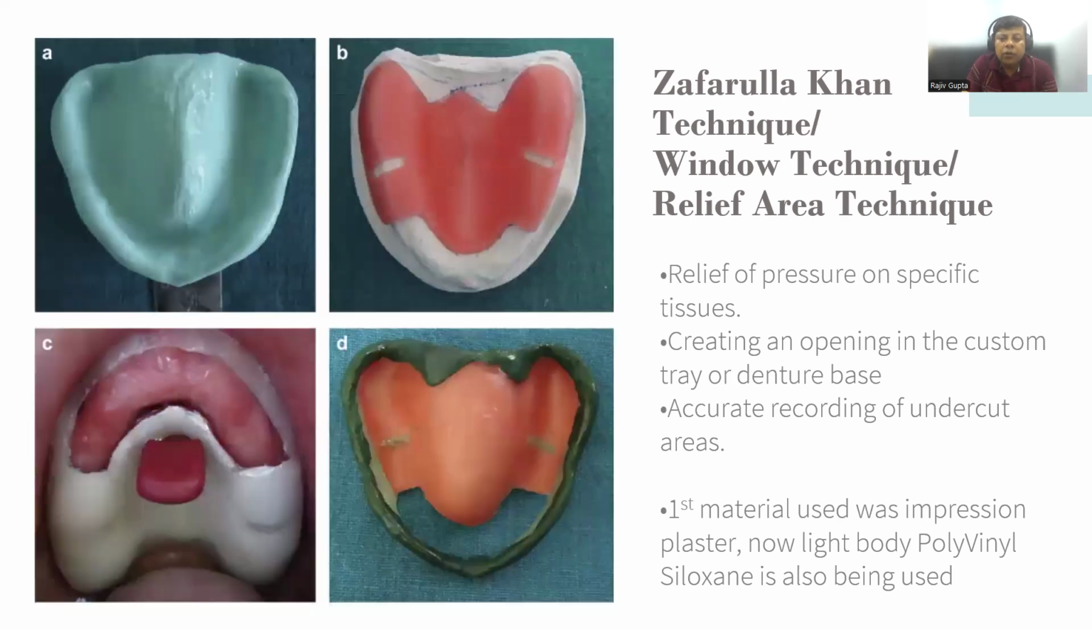So in this particular case, we have to go for a special technique in which first the primary impression is made with alginate, then we pour the primary cast. Over that, we fabricate a modified special tray in which the particular area where we have a flabby tissue is not covered by the tray. So this is how the tray with the relief will be visible in the patient's mouth. The conventional border molding is done and the area of the flabby tissue has to be recorded with some kind of material. Earlier, we used to use impression plaster, but nowadays the light body polyvinyl siloxane material is regularly used.